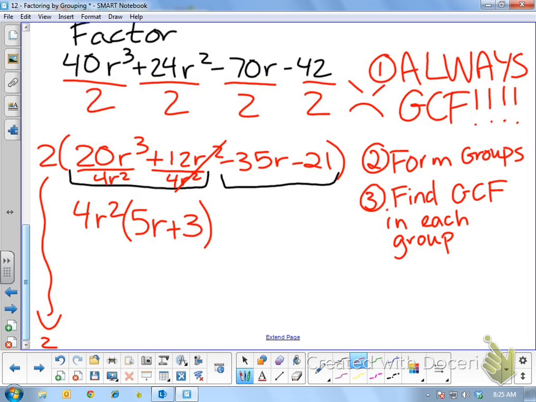Now we go to our second group. What divides into both 35 and 21? 7. Now, if the first is negative, the GCF is negative.